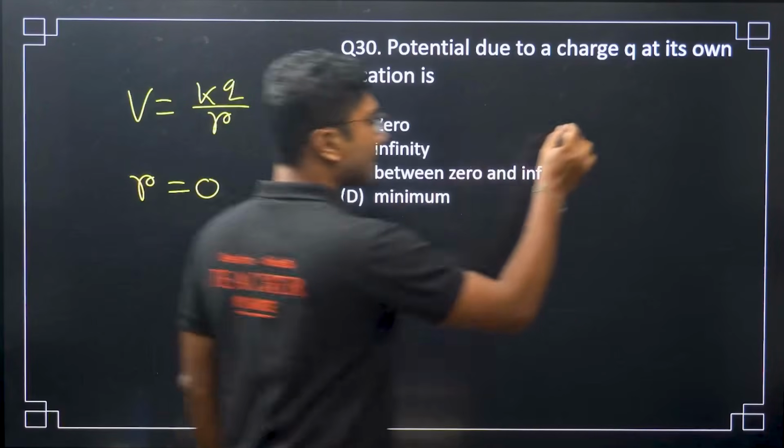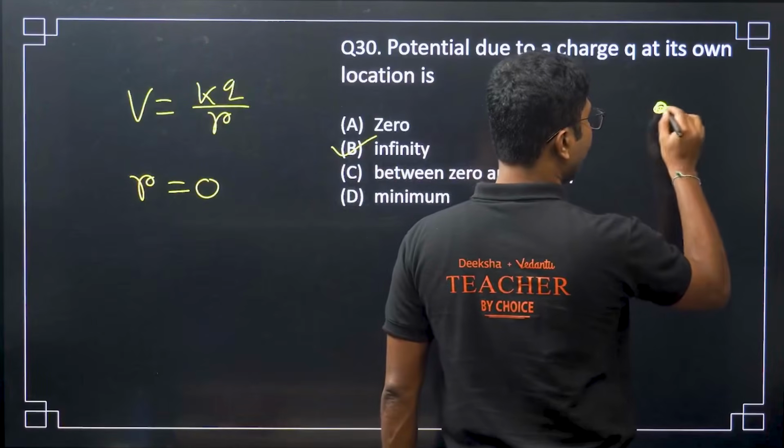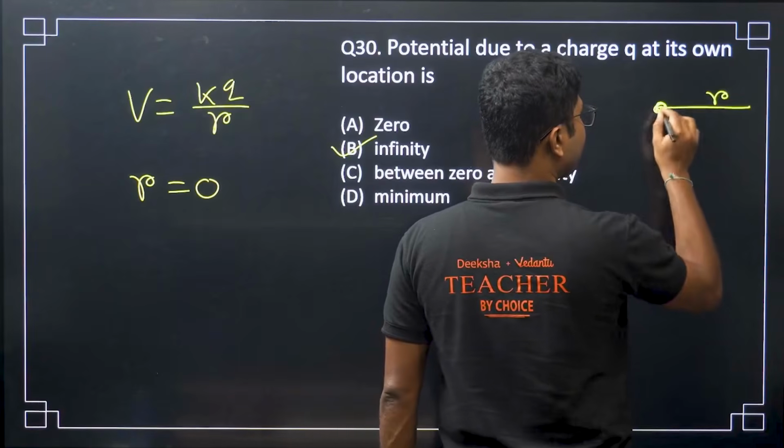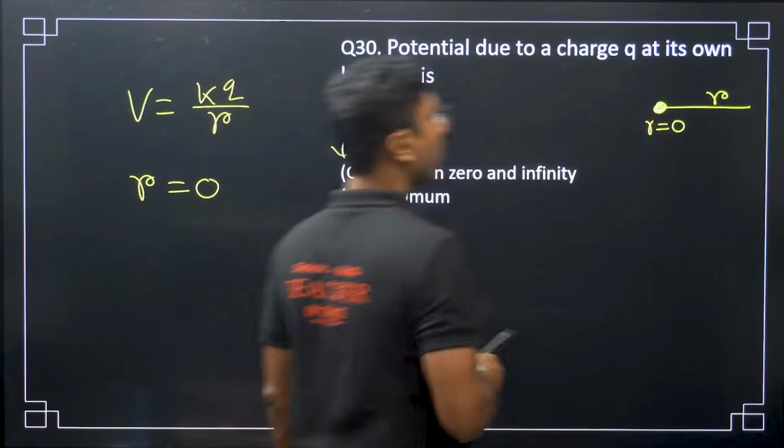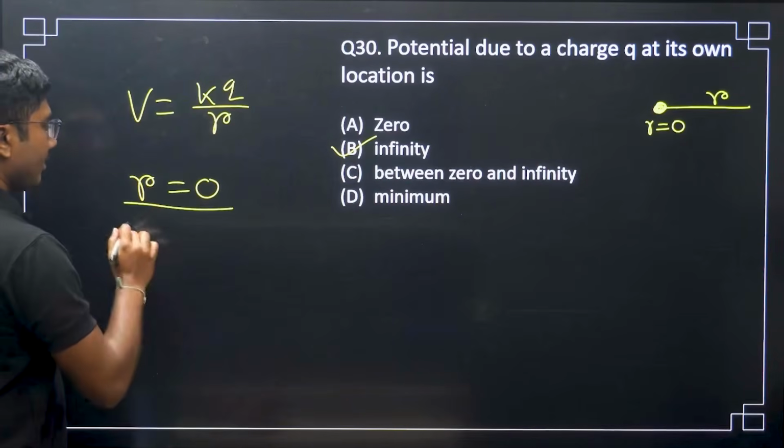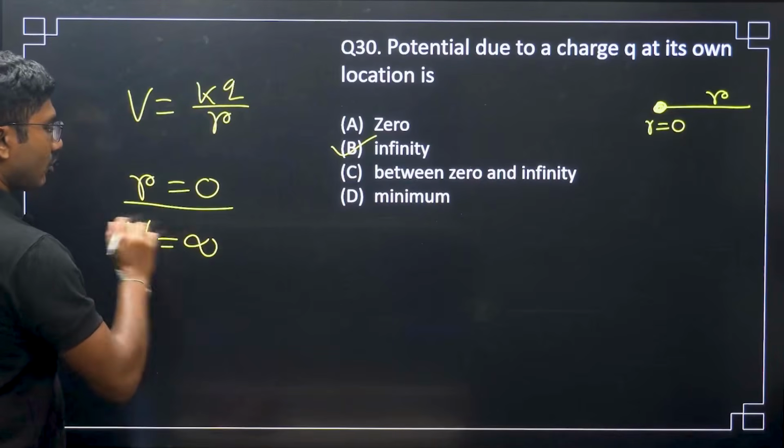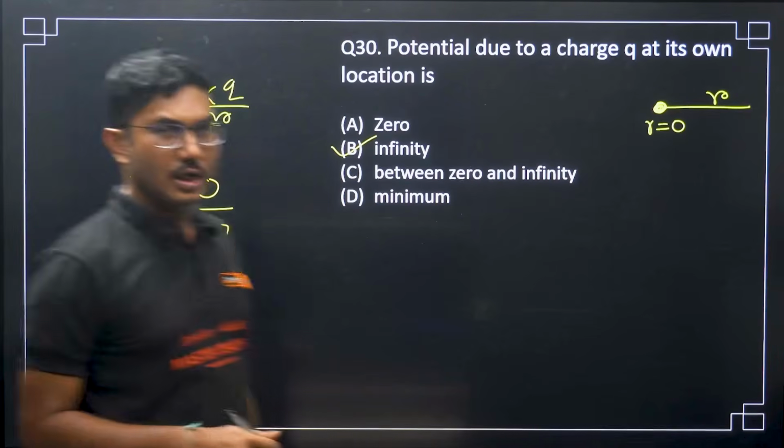So if you consider a charge at its own location, this is r, right? So at its own location r must be 0. So if you put r equals 0, you get potential equals infinity. It is not defined at the position of the charge.